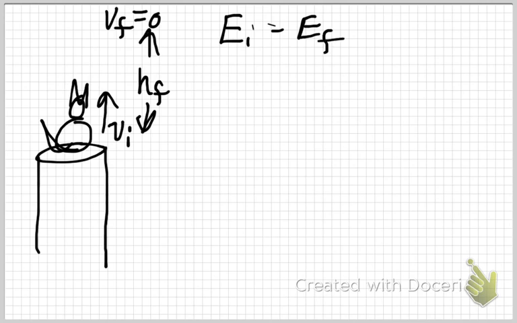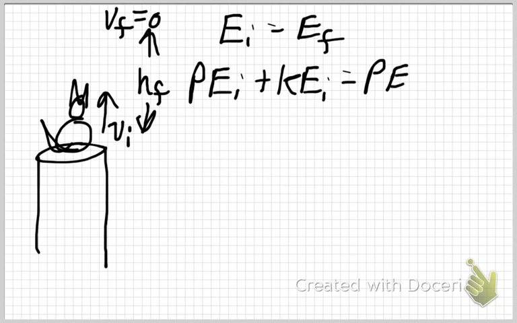So just like before, I think about the various types of energy he could have. He could start with potential energy. He could start with kinetic energy. He could end up with potential energy. And he could end up with kinetic energy.